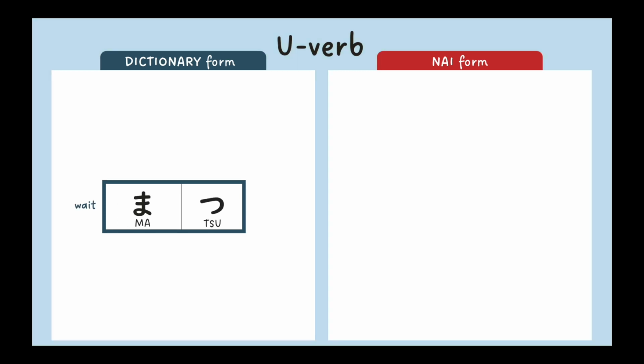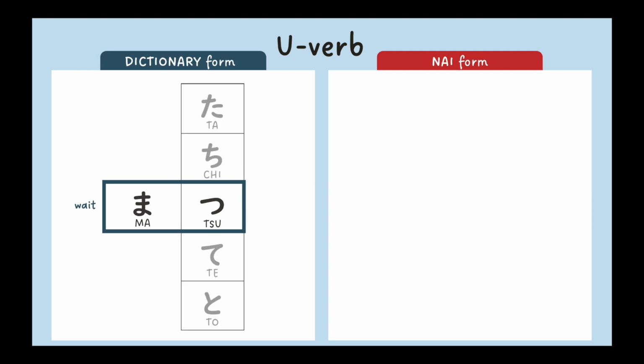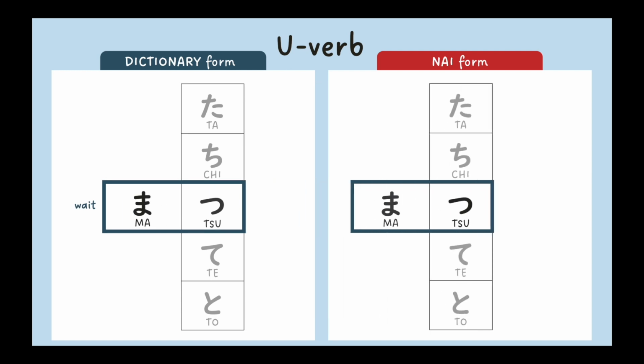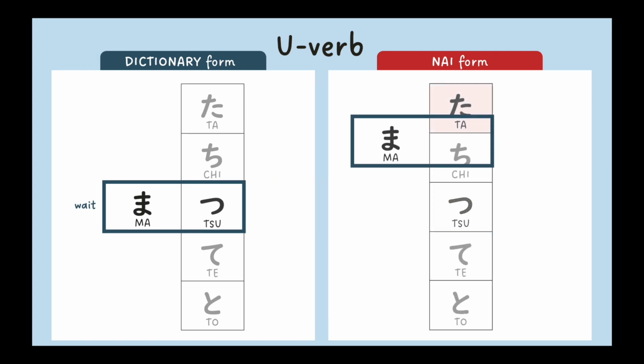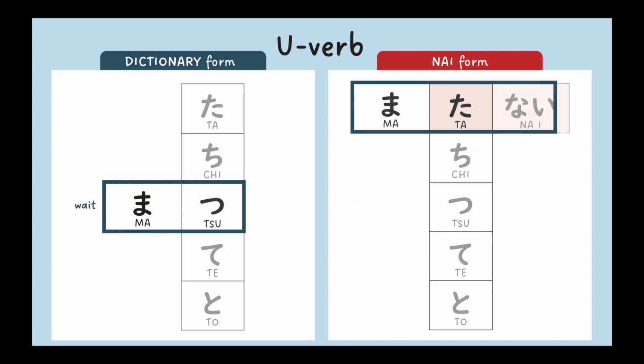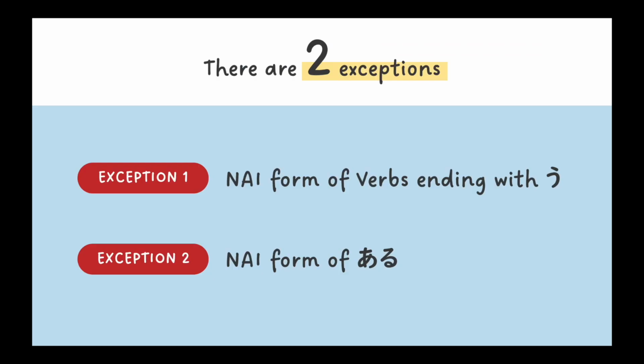Let's do one more example. Matsu, to wait. Matsu ends with tsu in ta-chi-tsu-te-to. So change the ending from tsu to ta and add nai. So matsu becomes matanai.